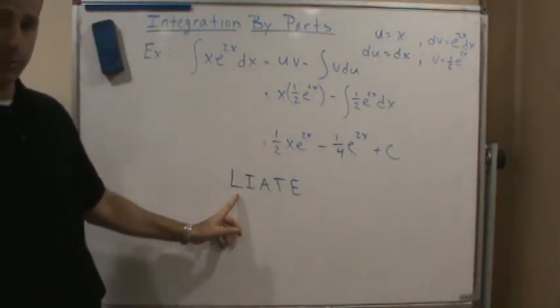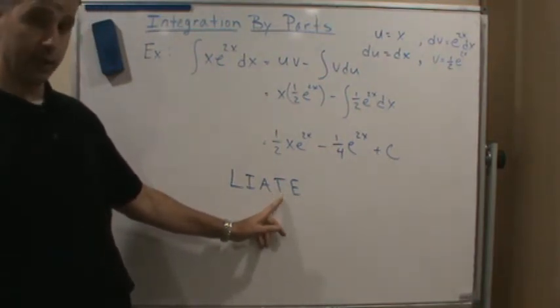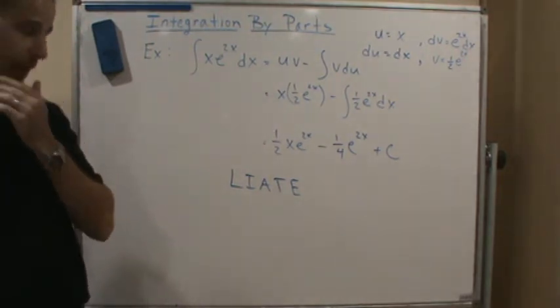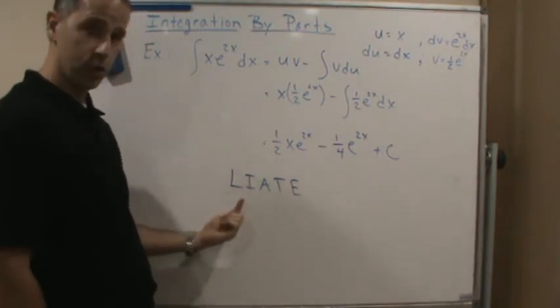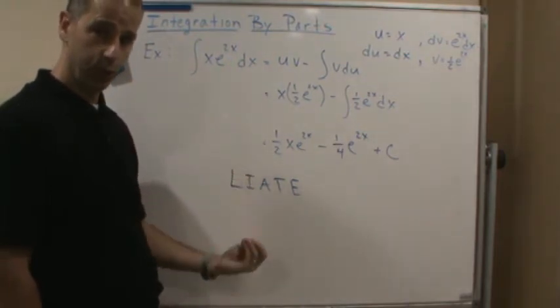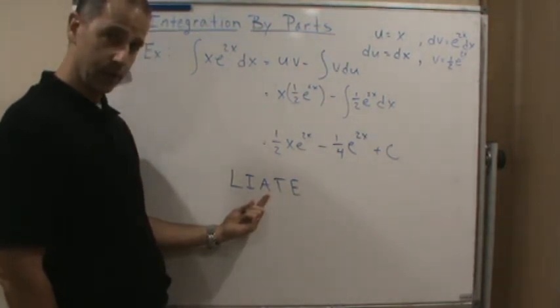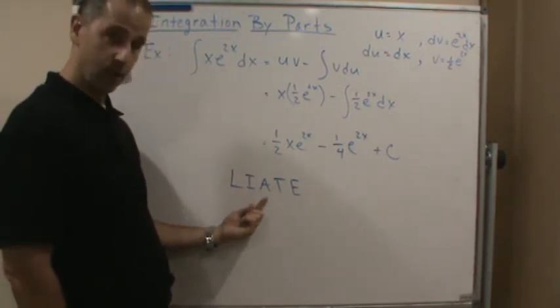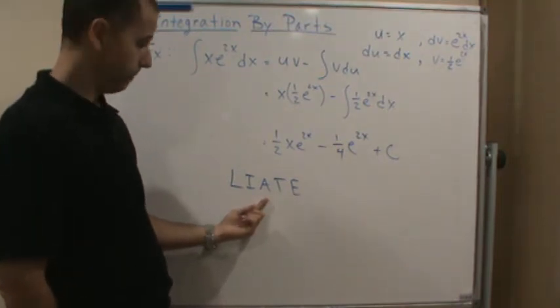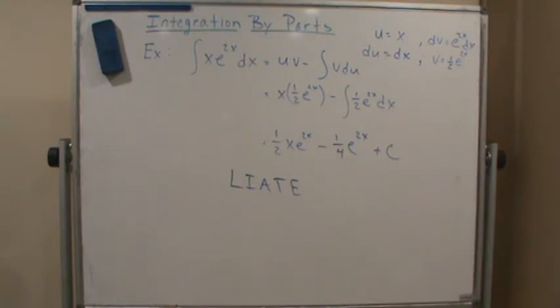So L stands for logarithmic functions, I is inverse trigonometric functions, A is algebraic functions, T is trigonometric functions, and E is exponential functions. Okay, so this is the order in which you want to assign your u. For example, if you have a logarithmic function matched up with an algebraic function, then the logarithmic function you want to be u, and you want to let your algebraic function be dv. You want to choose something that is going to be easy to integrate, and you're going to end up with something similar, or simpler, I should say.